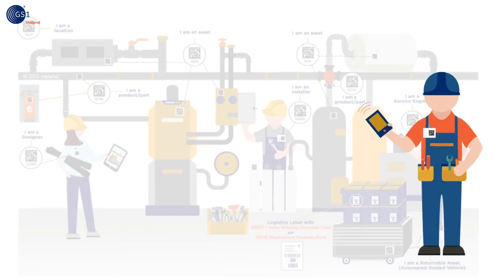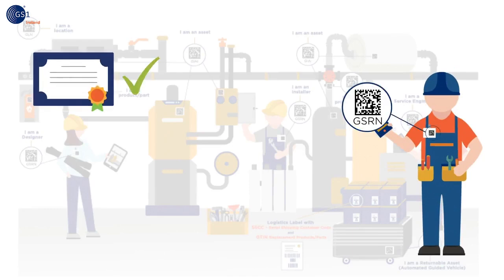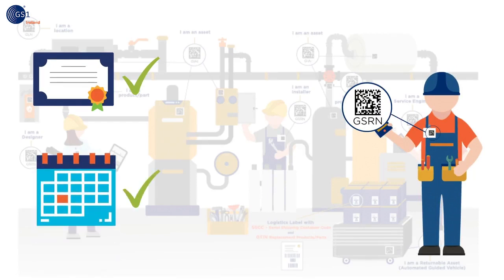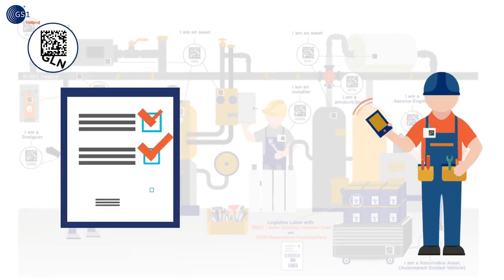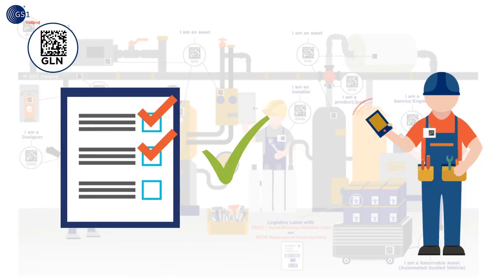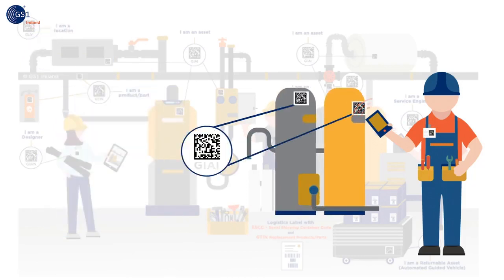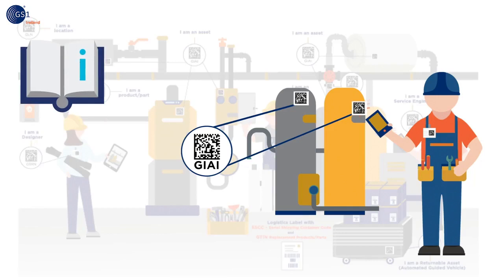Jack is a service engineer with his GSRN linking to details about his skill set, certifications, and daily work schedule. When he enters a plant room, he can scan the GLN tag to get a list of all open tasks in that room. Jack uses the GIAI to access the manufacturer's data and the maintenance history of an asset.